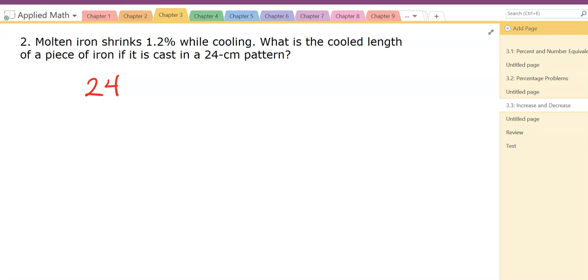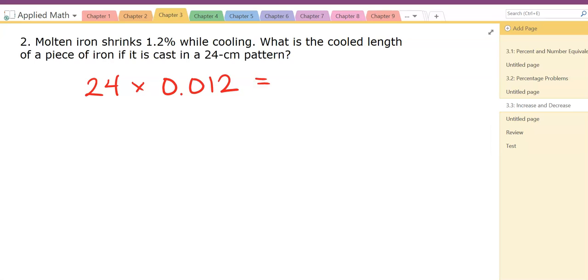You're going to be off by a little bit. Instead of doing times 0.8 though, you're going to do 0.988 because it's shrinking by 1.2%. So 100 minus that would be 98.8. Yeah, so what he's doing is, instead of doing the 24 times 0.012 like this, because this would get you the amount that it shrinks by.